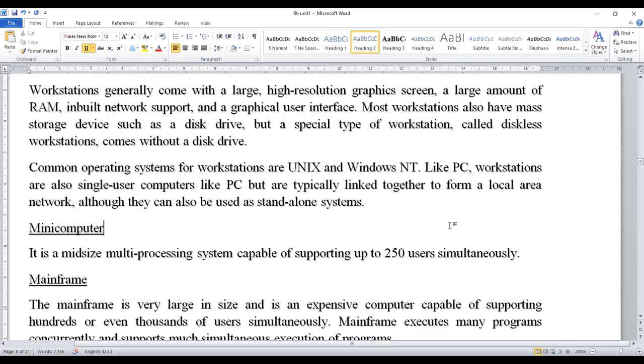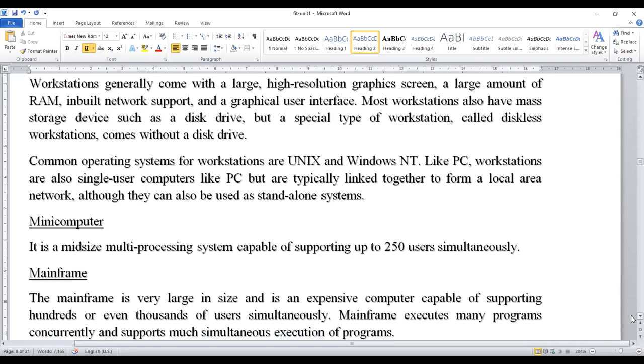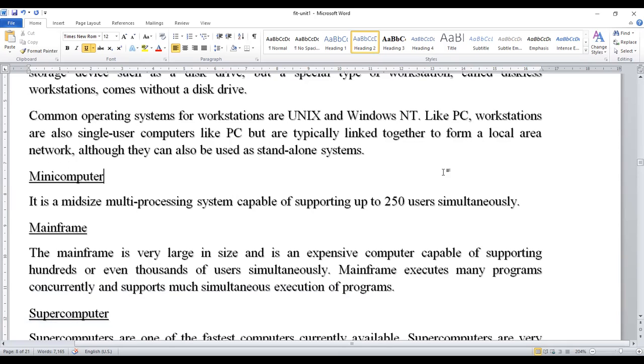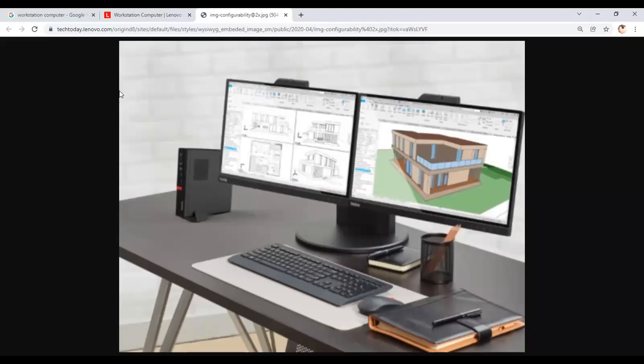Like PCs, workstations are also single user computers, but are typically linked together to form a local area network, although they can be used as standalone systems. Mini computer. It is a mid-sized multi-processing system capable of supporting up to 250 users simultaneously. So mini computer is also a multi-purpose, multi-processing system capable of supporting up to 250 users. Okay, we'll see that one also.